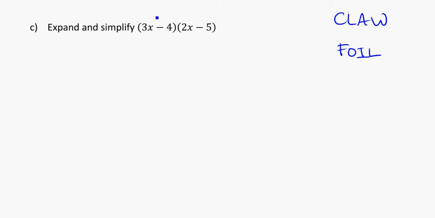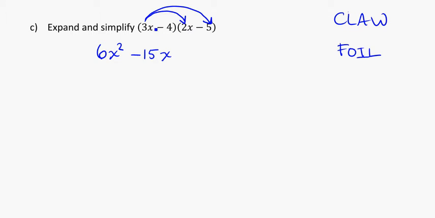Or with the claw, we can just draw it on. So the 3x needs to times to both of the terms over here. So first we times it to the 2x, and then we times it to the minus 5. So let's go ahead and do that. 3x times 2x, well, 3 times 2 is 6, and x times x is x squared. And 3x times a minus 5 is going to be a minus 15x.